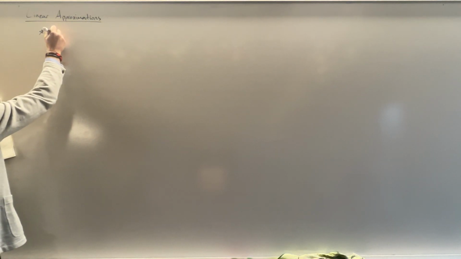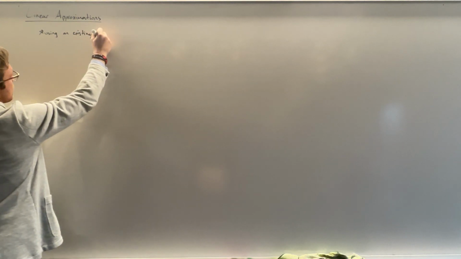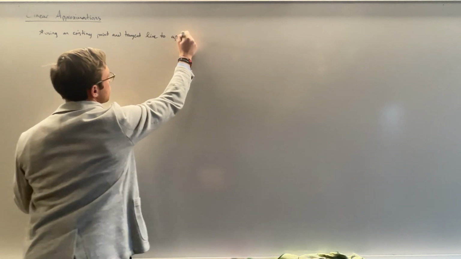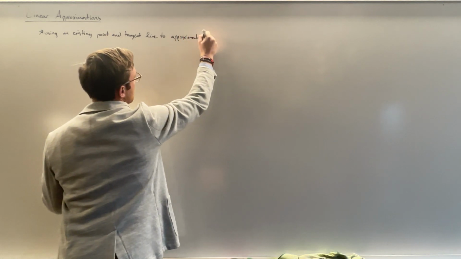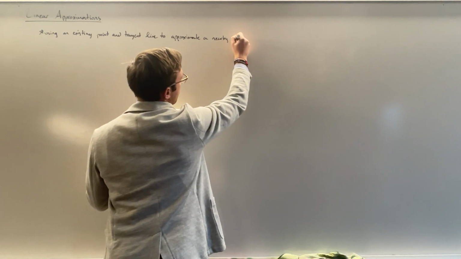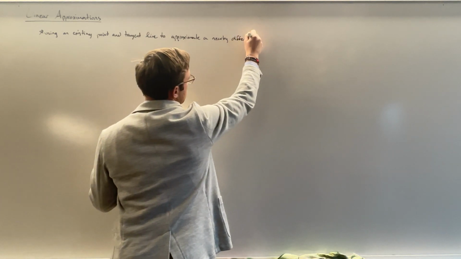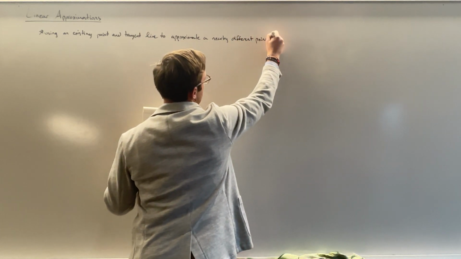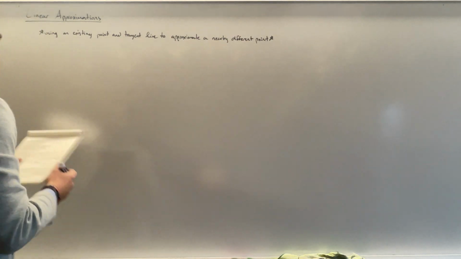What a linear approximation is, it's basically using an existing point and tangent line to approximate a nearby, different point. So let's get into what this really means.